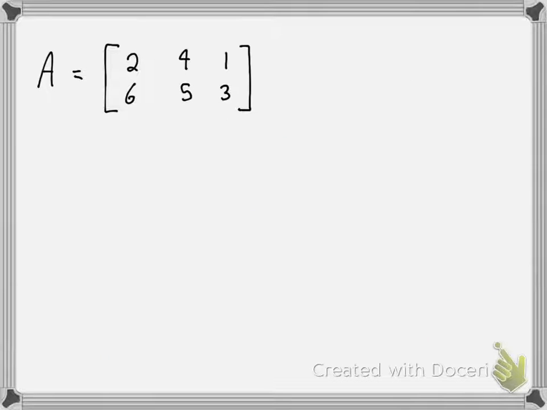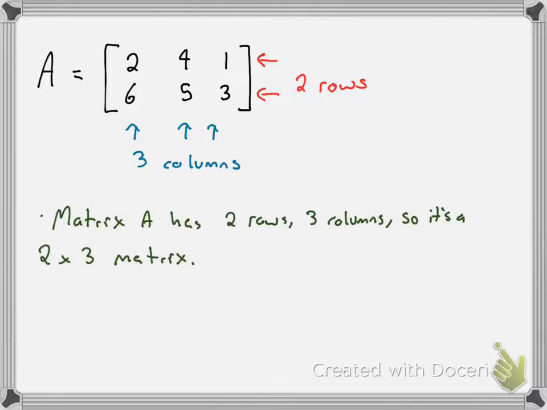So for example, here I have matrix A, which we see has the elements 2, 4, 1, 6, 5, 3. What we're going to focus on to name this matrix is its number of rows and columns. So this matrix has 2 rows and 3 columns. Since it has 2 rows and 3 columns, we would call it a 2 by 3 matrix, and how we could also label it is writing it as A 2 by 3.